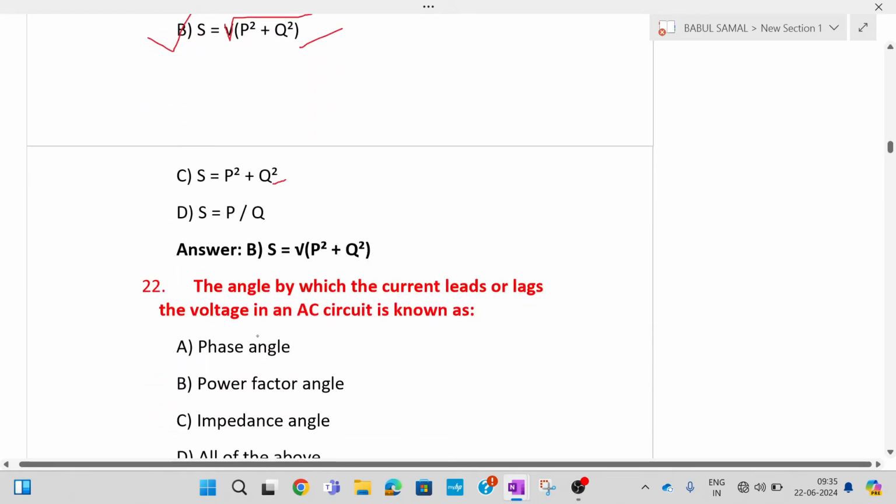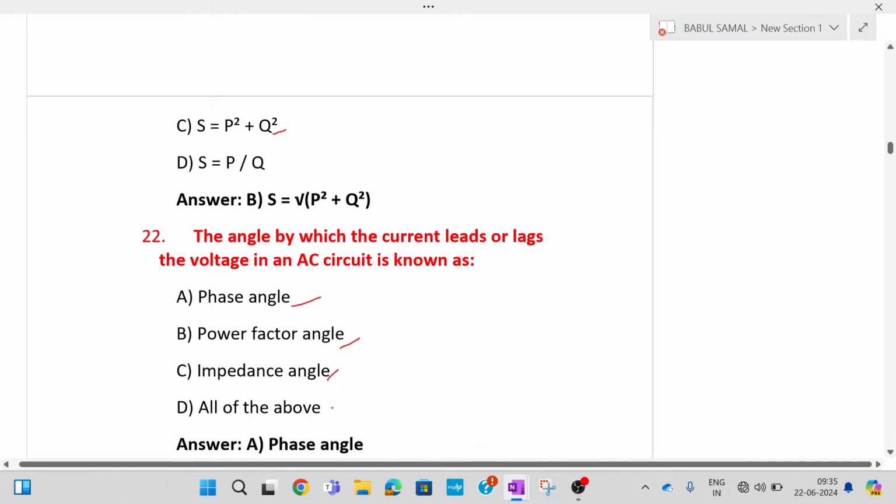Next question: the angle by which the current leads or lags the voltage in an AC circuit is known as: phase angle, power factor angle, impedance angle, all of the above. So the angle by which the current leads or lags the voltage in an AC circuit is known as phase angle. Option A will be correct.